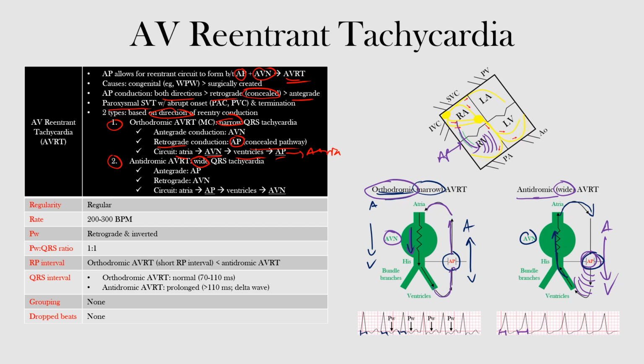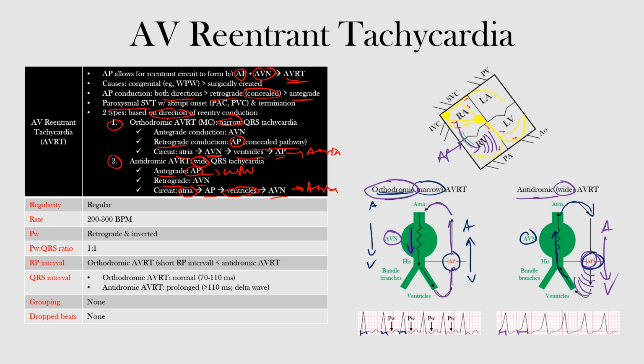Why is it wide? Well, in this case, we have antegrade conduction through our accessory pathway, just like we see in WPW syndrome, right, with the delta wave. And in this case, we have retrograde conduction back through our AV node. So the circuit is from the atria through our accessory pathway to the ventricles to the AV node, and then again back to the atria and so forth, and then it continues.